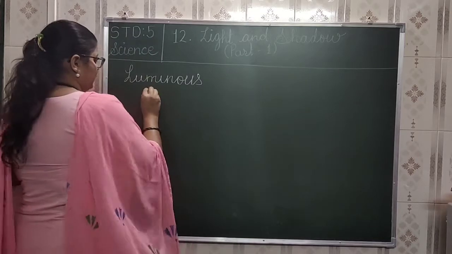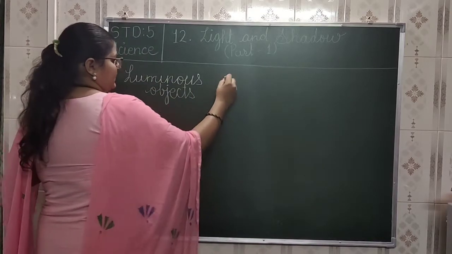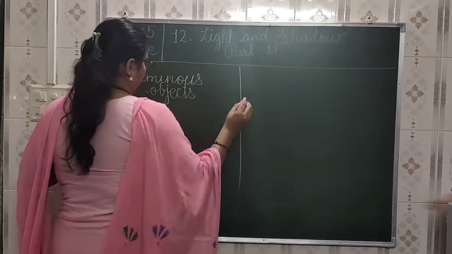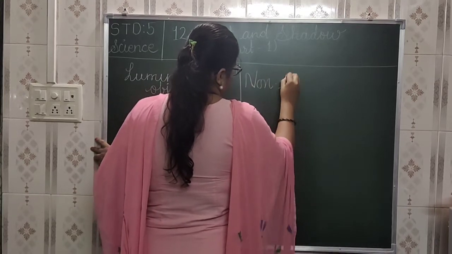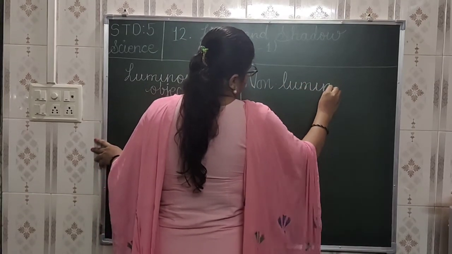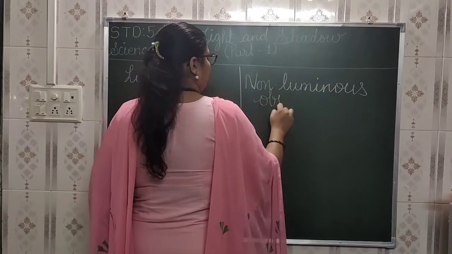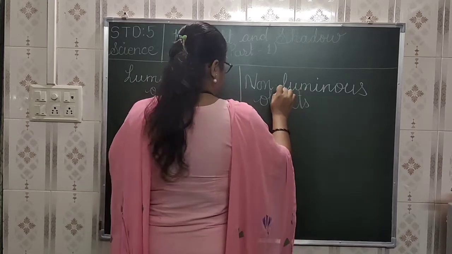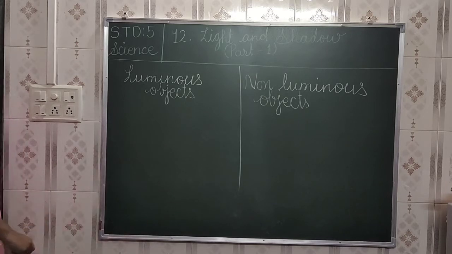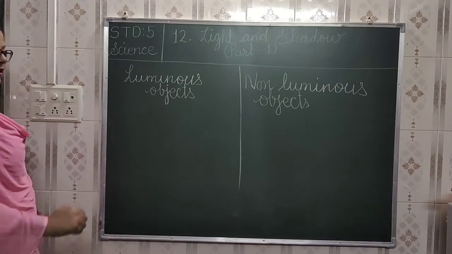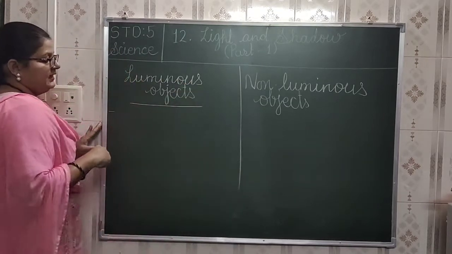The luminous objects and the non-luminous objects. Right, we have learnt about this. Now what are luminous objects? What are luminous objects? These are the objects which give out light.